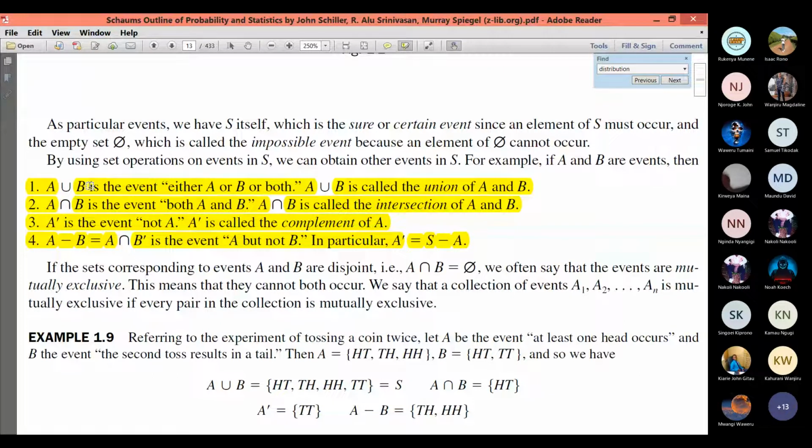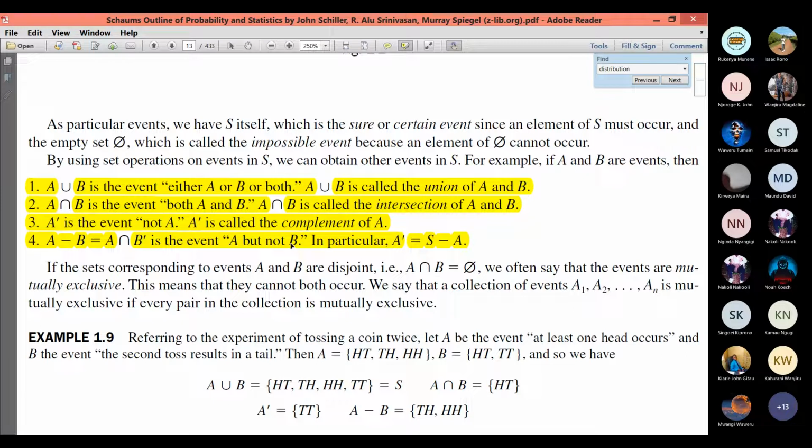Then we have the complement. When you say complement of A, you're simply referring to members or elements which are not in A. So when something is in the complement, it's outside the set. And then the difference. Again, if you have forgotten, the difference of 2 sets, when you say A minus B, you are looking for elements which are in A, but they should not be in B as well.